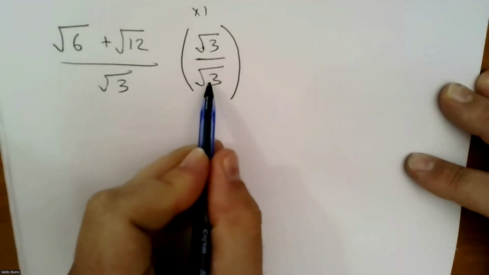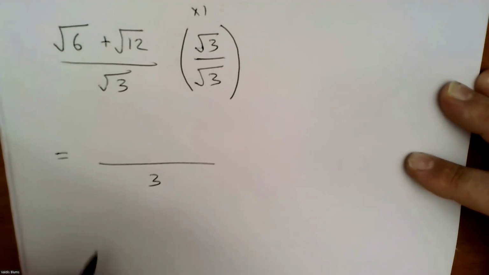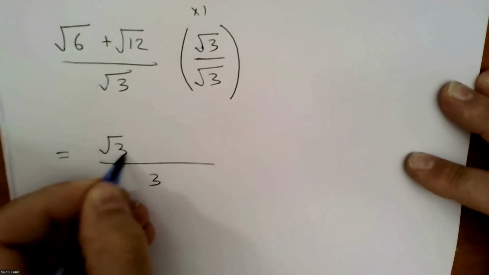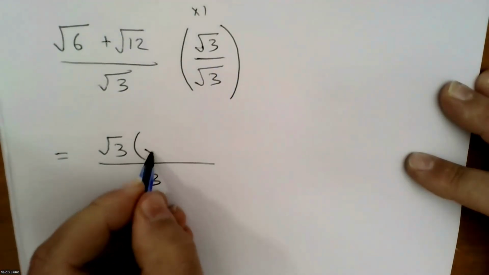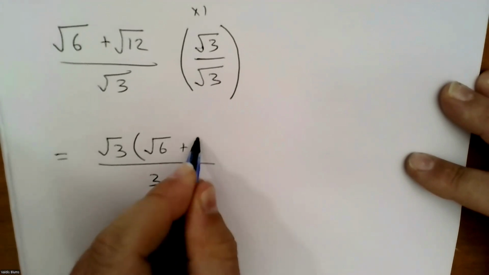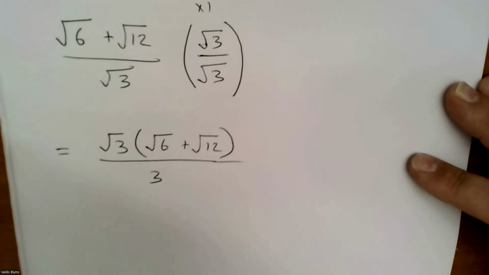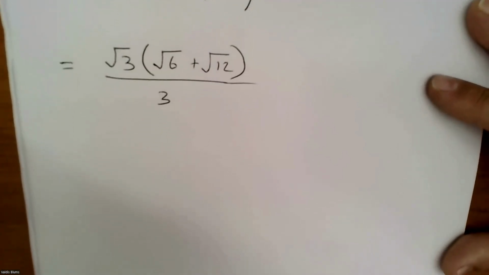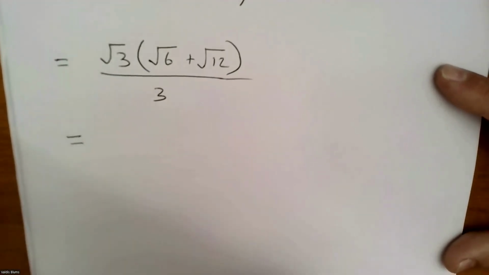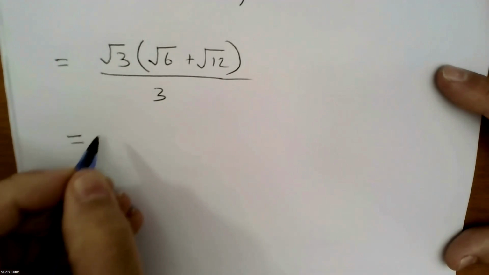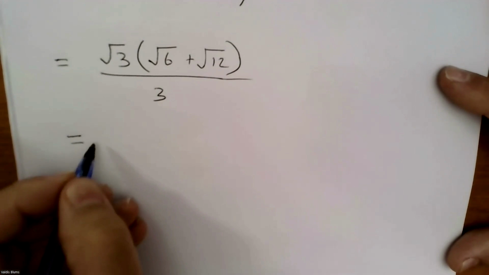So you have square root 3 times square root 3. You end up with 3 on the denominator. And then you have square root 3 multiplied by this chunk of stuff on the numerator. So hopefully your next step was to expand the brackets. Now, you may have done this all in one step. I'm just taking more steps to help show everyone what's going on.